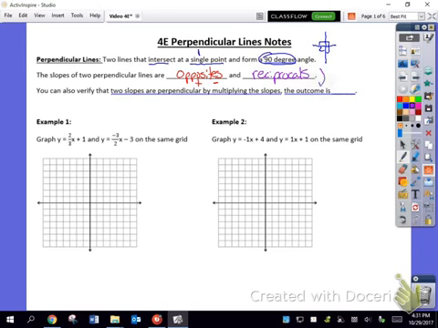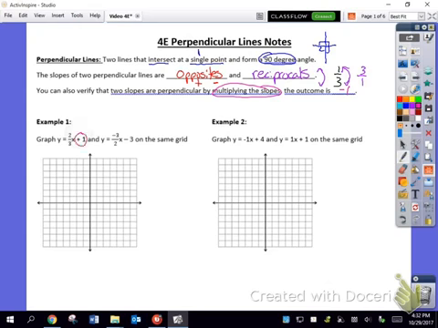Reciprocal means that the numerator and denominator switch. So like if I have 1/3, when I switch it, it would be 3/1. Okay, so that's a reciprocal. Reciprocal is when the numerator and denominator trade places. Opposites is positive and negative. And to be a slope, both of those things must happen. Okay? You can verify that two slopes are perpendicular by multiplying the slopes, and if the outcome is -1, then they are perpendicular. So we're going to graph, and we're going to graph this by hand instead of on the calculator.